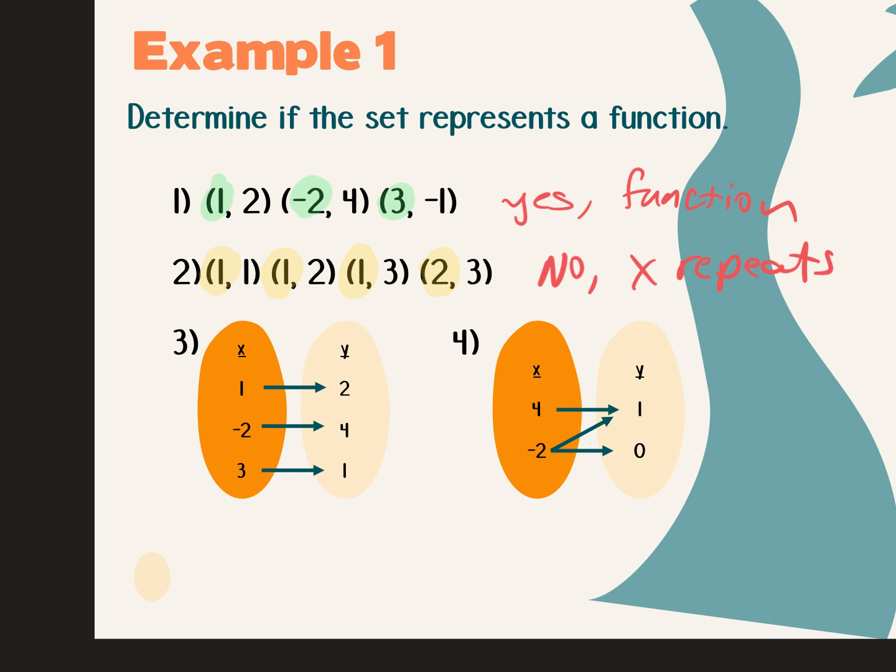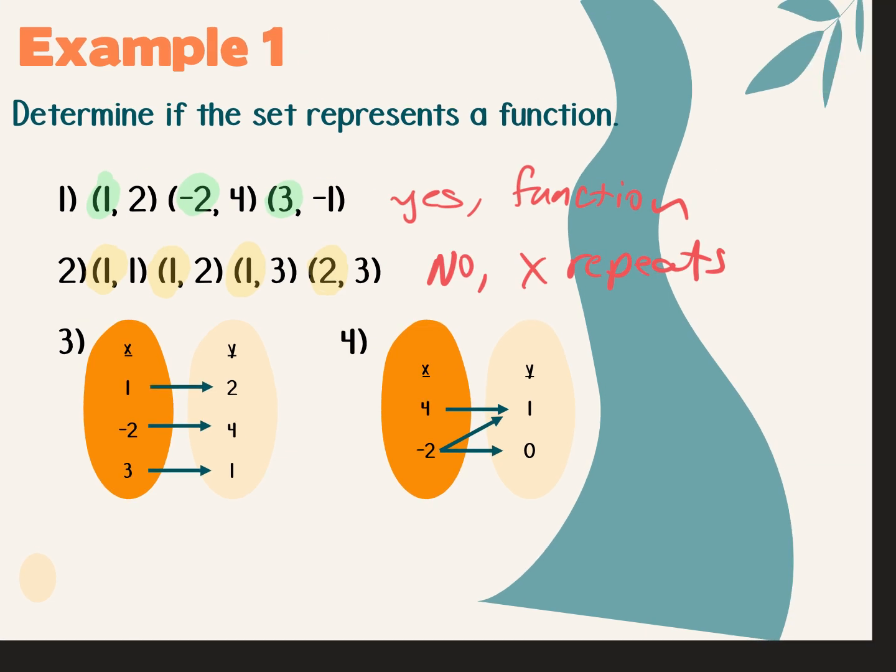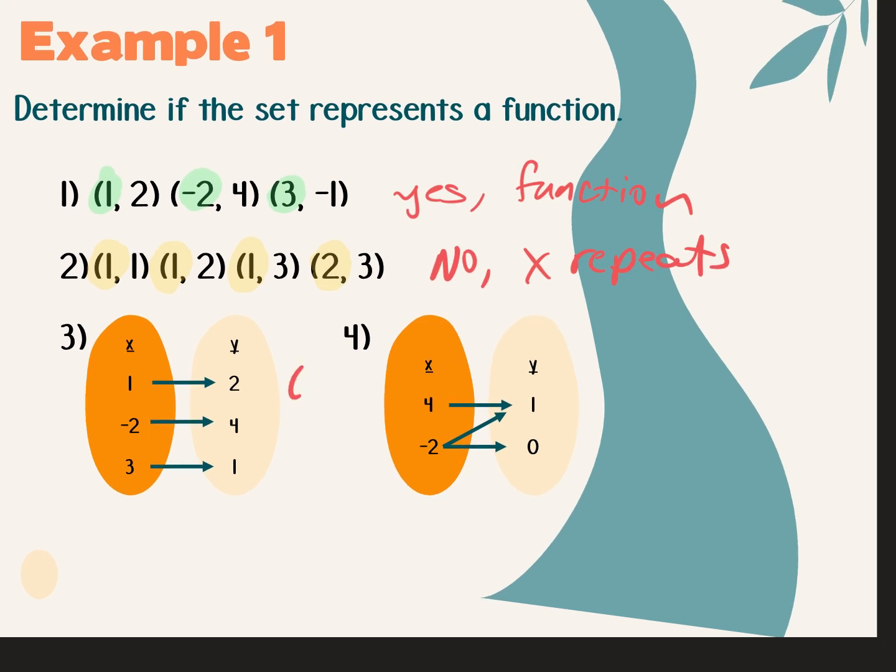All right, sometimes you're going to get funny looking charts like this. Some of us don't mind these. Some of us are like, oh, the arrows and stuff confuse me. Well, could I write this as an ordered pair? I could write this as 1, 2, -2, 4. And then 3, 1, right? And again, what's the only column that's going to matter? Is our x's. Is this a function? Yes or no? Yep. I just wrote it as an ordered pair.